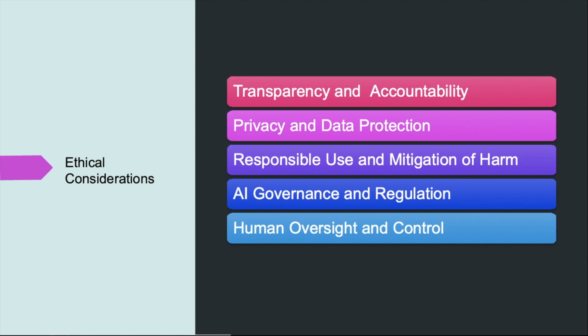As generative AI becomes more prevalent, it's crucial to address the ethical considerations surrounding its development and deployment. In ethical considerations, the first one we have is transparency and accountability. Ensuring transparency in model deployment, training data sources, and output generation is vital for building trust and accountability. Organizations should disclose how their AI systems work and how they make decisions.